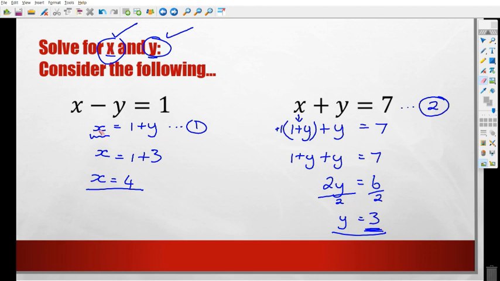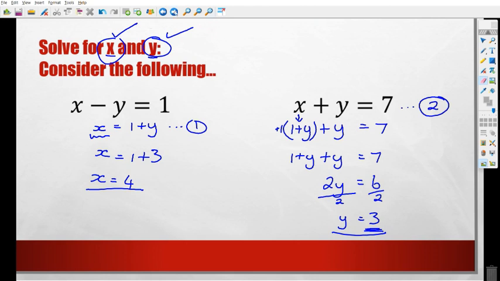I go back to what I made the subject. Remember I made x the subject? I know what y is. What is y now? I solved it. It's 3. So now x is equal to 1 plus 3, which is 4. Isn't that beautiful, guys? I mean, come on, maths is beautiful.